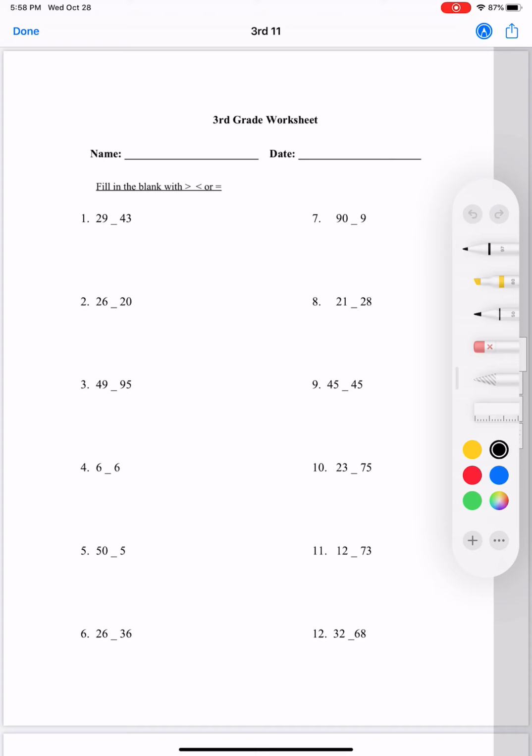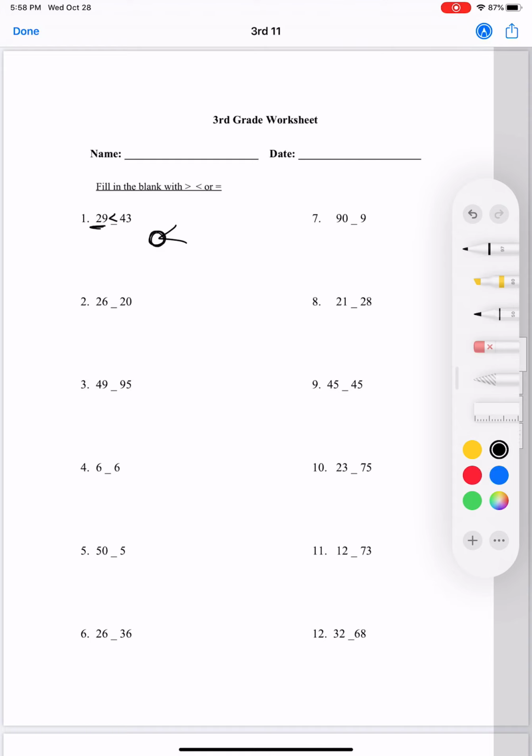So the first worksheet asks us to fill in the blank with greater than, less than, or equal to. If you look at number 1, between the two numbers 29 and 43, you have to see which number is smaller. And as you can see, we know that 29 is the smaller number, so the arrow would be pointing towards the 29, because when it's like that, the smaller part of the triangle shape is pointing towards the smaller number.